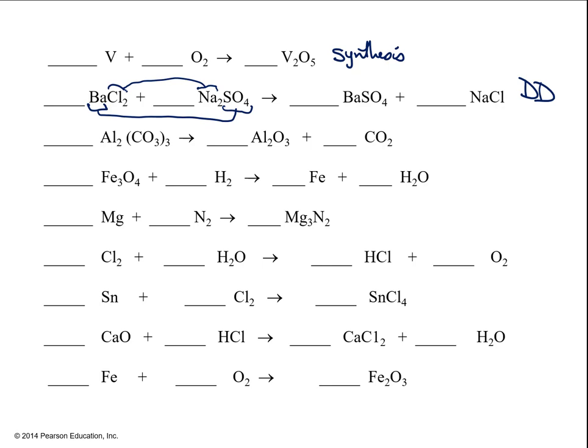What about this one? Al2(CO3)3 forming Al2O3 and CO2. Decomposition. Does everybody see that? I start off with something bigger and end up with two things. So that means it's breaking down. This is decomposition.